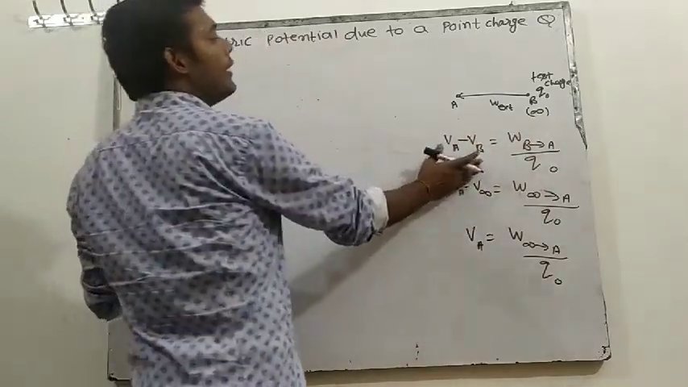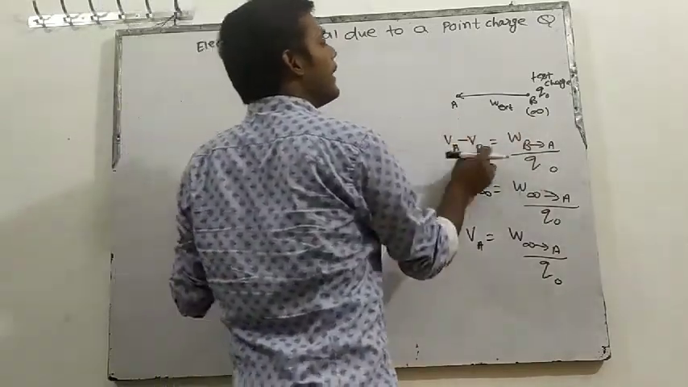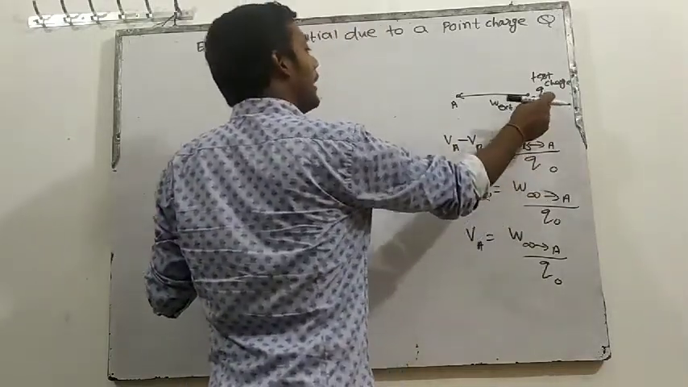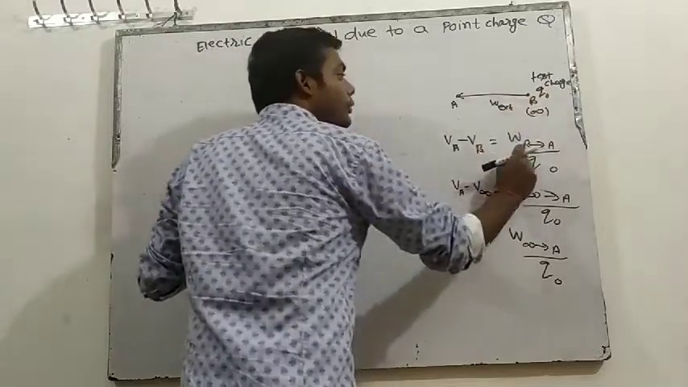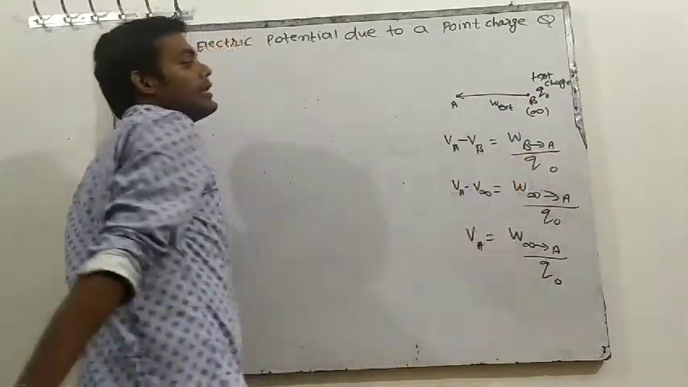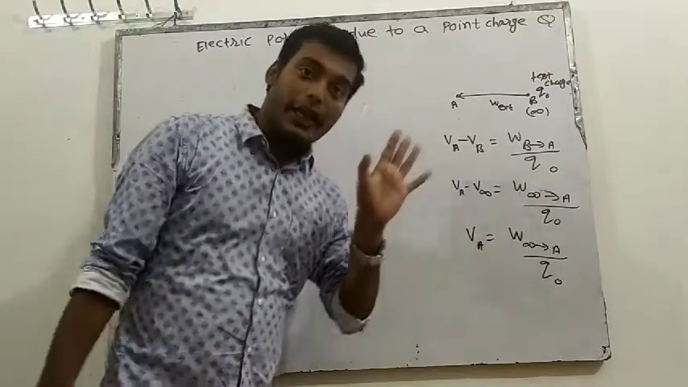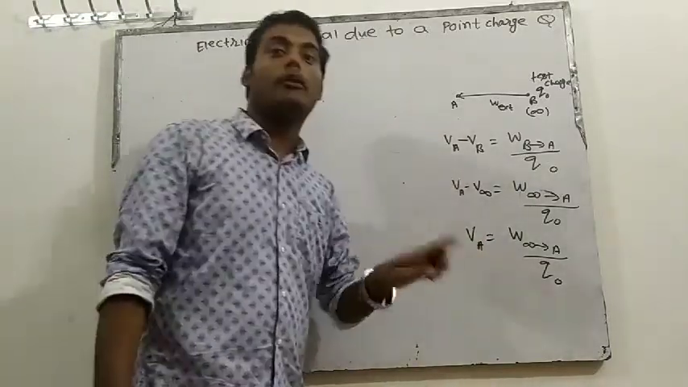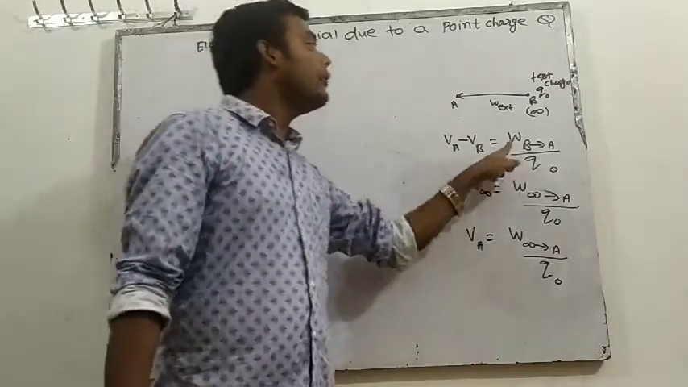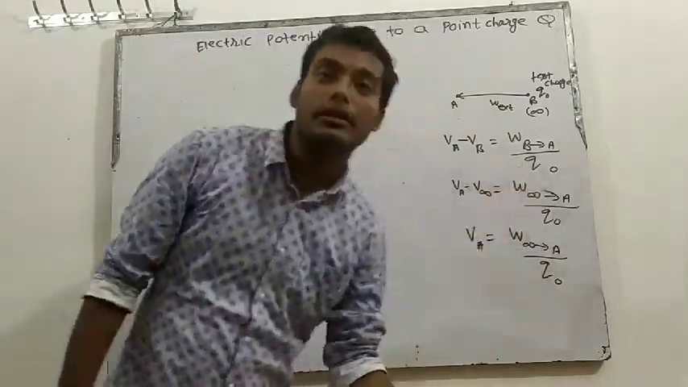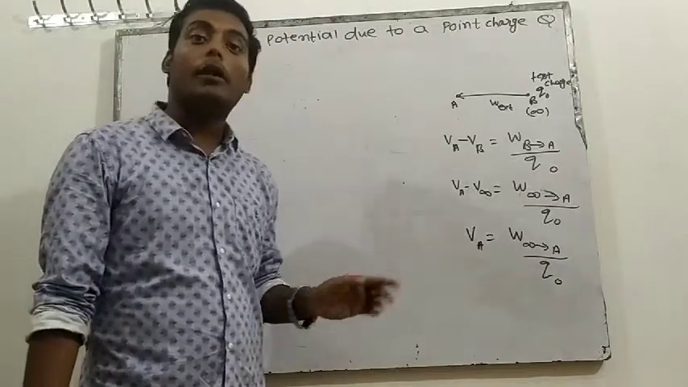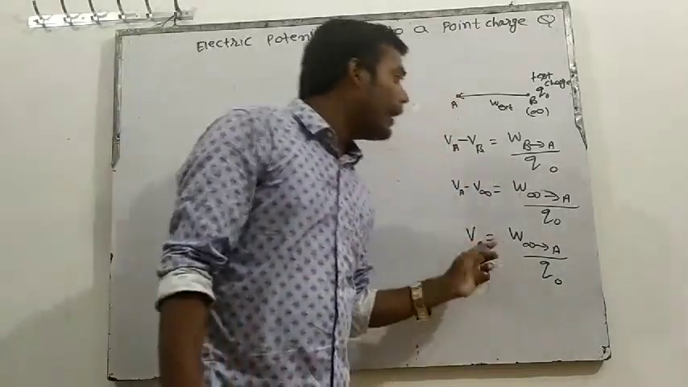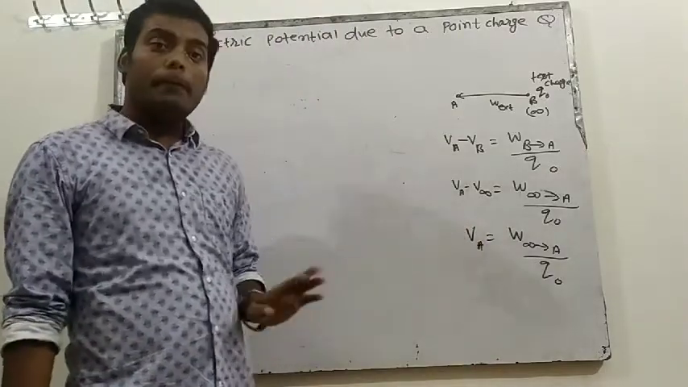If I take any point B, then VA minus VB, final minus initial, is equal to W, the work done in bringing a unit charge from B to A, divided by the test charge. Now try to understand that when we want to find potential, we have to divide work by test charge. Work by test charge means unit charge. If I divide work by test charge, then we will find potential.